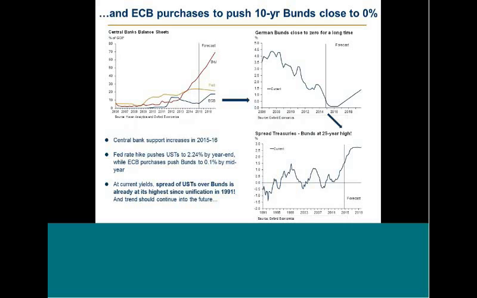So the increase in bond purchases from the ECB, the 60 billion a month, will have a downward effect on German Bunds. So we expect yields in German Bunds to reach almost zero by mid-year, whereas we expect the rate lift-off in the Fed to cause 10-year Treasury yields to go to 2.2%. So this differential in bond yields, US versus Germany, as you can see in the chart below, is now at a 25-year high. Since the German unification in 1991, this spread hasn't been so high. And we expect this trend to continue in the future.